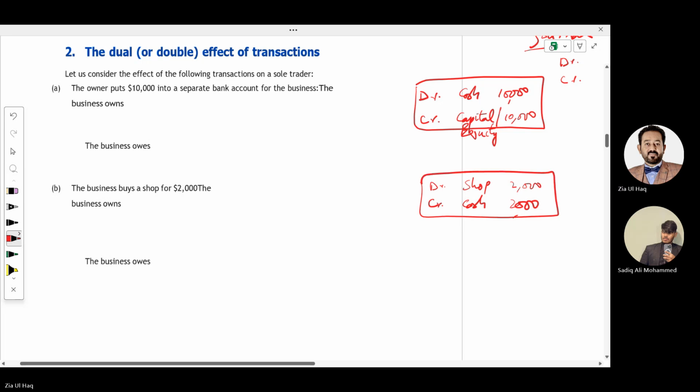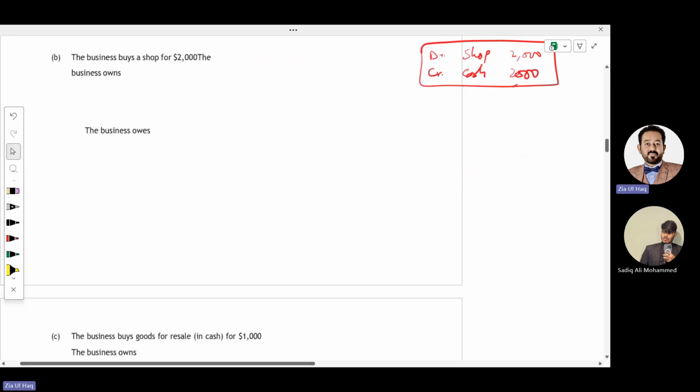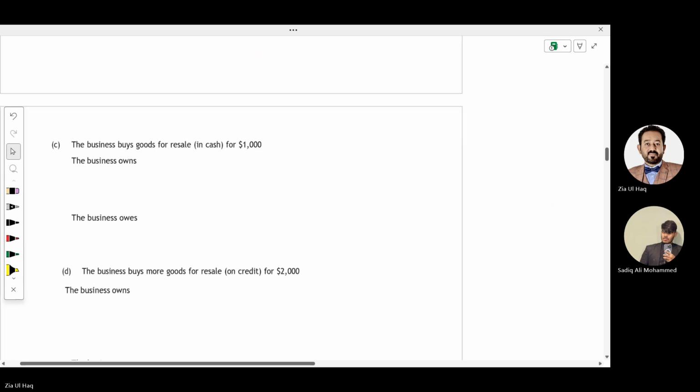Is that fine? C entry. The business buys goods for resale for 1,000. The business has bought goods, meaning purchased goods, for 1,000.